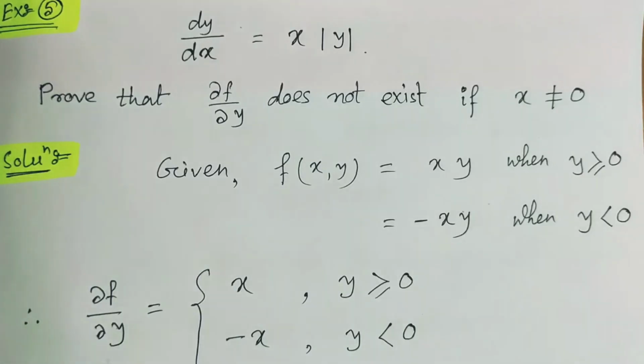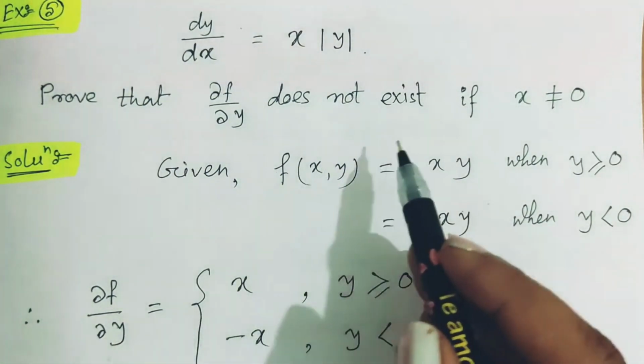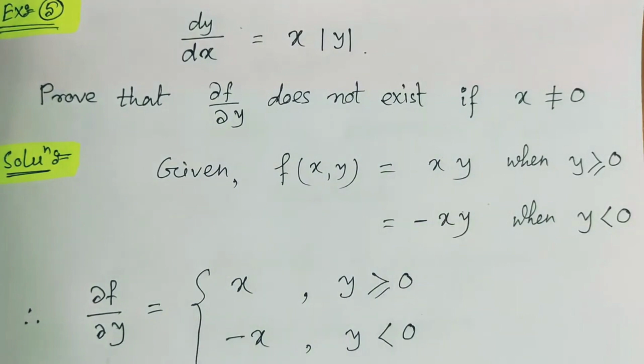Let us do one more example. It is dy by dx equals x into mod y. Here we should prove that del f by del y does not exist if x not equals to 0.